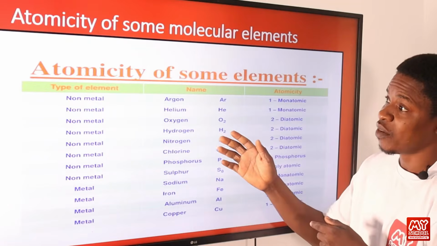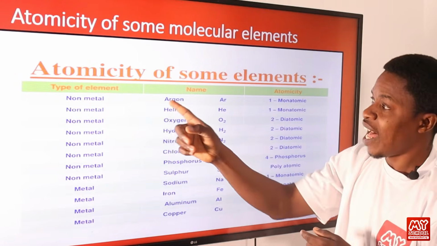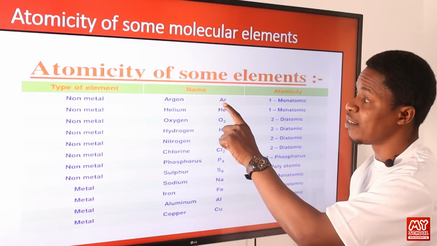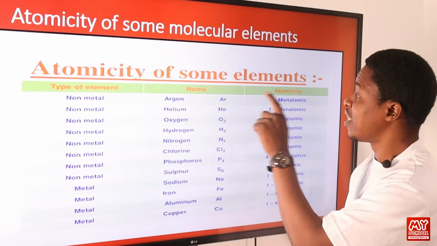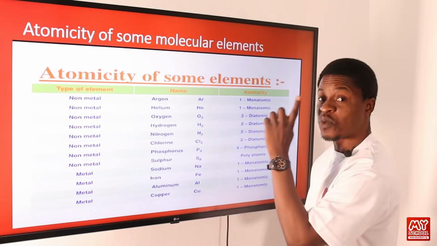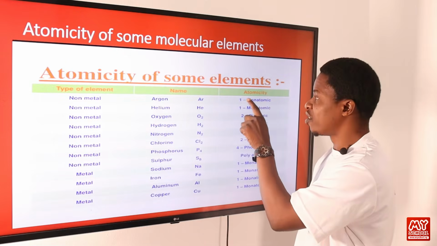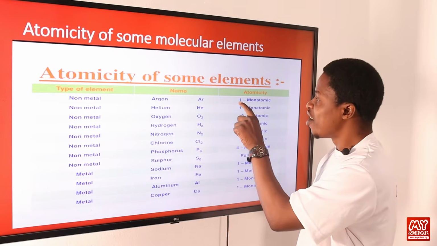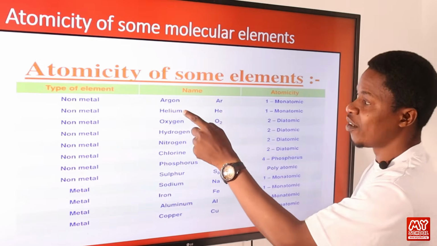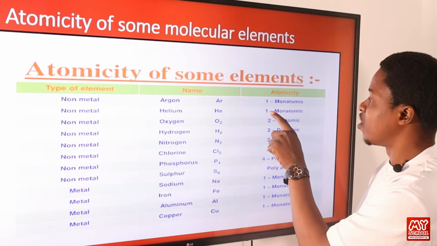You can see this table here. We have the type of elements, we have the non-metals like argon. Argon has a symbol, we have looked at that before, a symbol of Ar, and then we have it being monoatomic. Monoatomic means just 1 atom. That's why we say it is monoatomic, just 1. You say the atomicity is 1, or you say it is monoatomic. We have helium also, of course, that's a non-metal. That also has a symbol of He, and then it is also monoatomic.